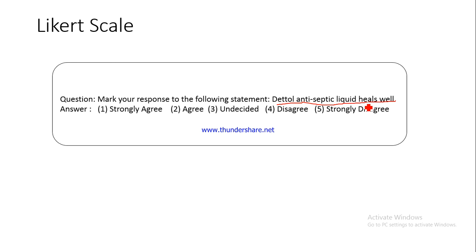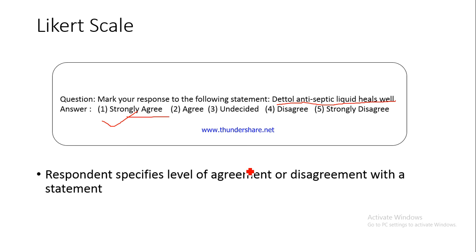So if he feels that yes, Dettol antiseptic liquid heals well, and he has confidence in this particular statement, then he would probably mark strongly agree. But if he feels that is not the case, he might go for strongly disagree or disagree, right? So this is how the Likert scale is different from the other scales that we have. We have these kinds of response categories: strongly agree, agree. Again, they are in an ordered fashion, from strongly agree to undecided to disagree to strongly disagree. So the respondent has to specify his level of agreement or disagreement with a particular statement, right?